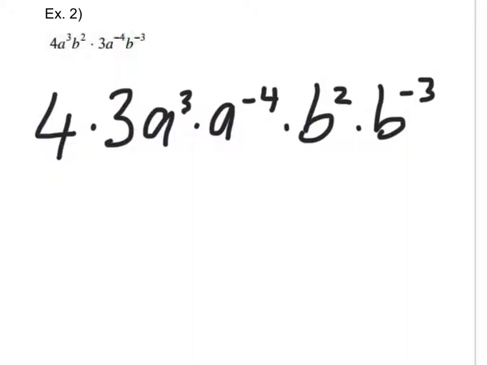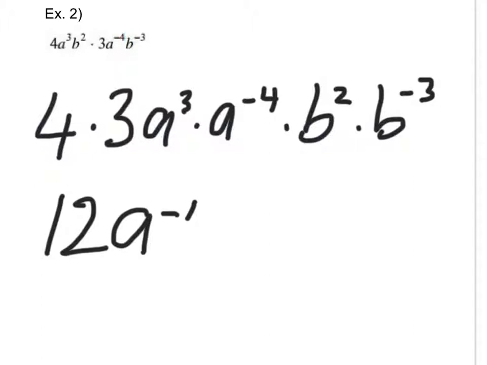Okay, so if you write it out like that, that's a good start. Now we multiply the two numbers, we get a 12. Now we look for pieces with the same base number. A to the power of 3 times a to the power of minus 4. We're multiplying, so we add the exponents. So 3 plus minus 4 is 3 minus 4, so it's a to the minus 1. And what we're going to get then is b squared times b to the minus 3.